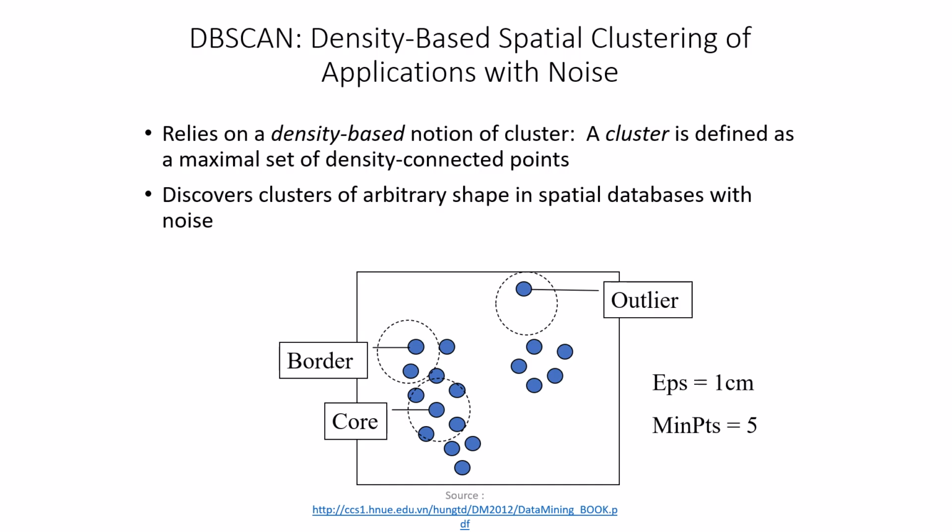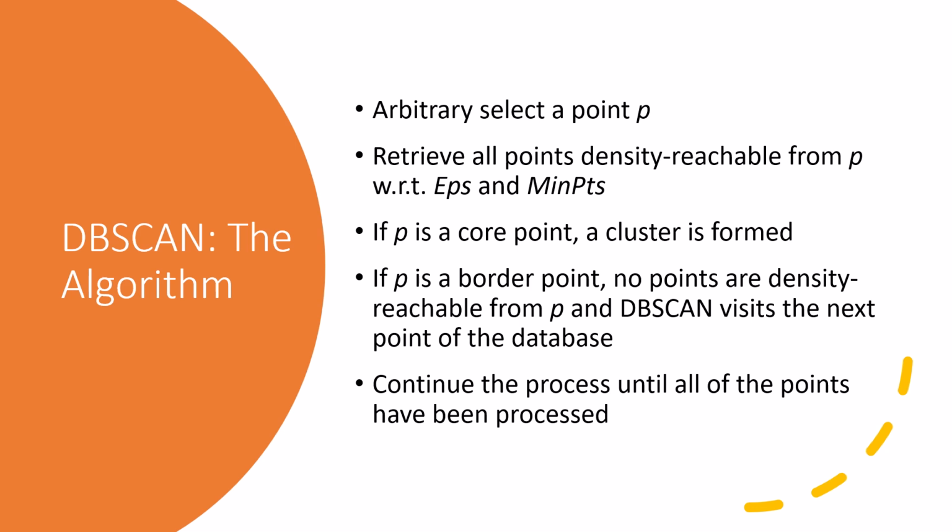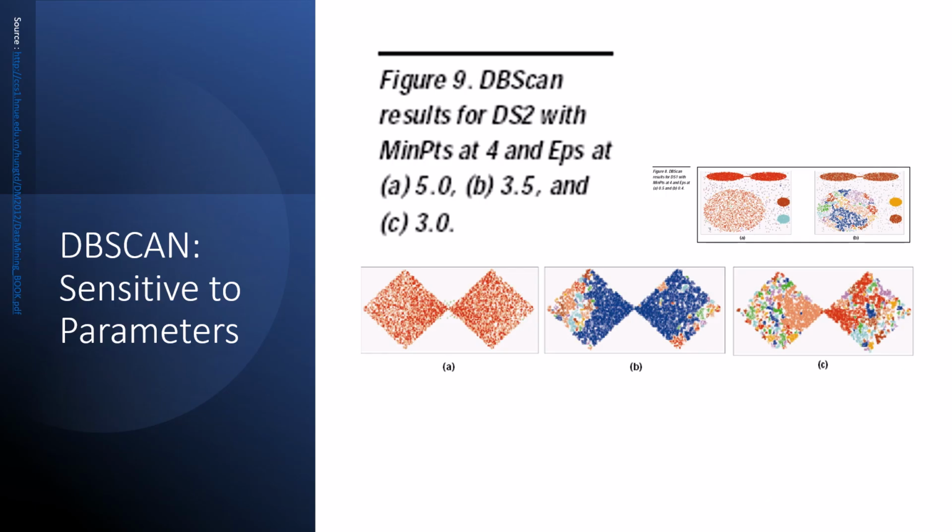DBSCAN relies on a density-based notion of cluster. A cluster is defined as a maximal set of density connected points, and it discovers clusters of arbitrary shape in spatial databases with noise. The algorithm: arbitrarily select a point P, and retrieve all points density reachable from P with respect to Eps and MinPts. If P is a core point, a cluster can be formed. If P is a border point, no points are density reachable from P and DBSCAN visits the next point of the database. Continue the process until all of the points have been processed. An example dataset DS2 with MinPts at 4 and Eps, with points A, B, C, is shown on the screen.